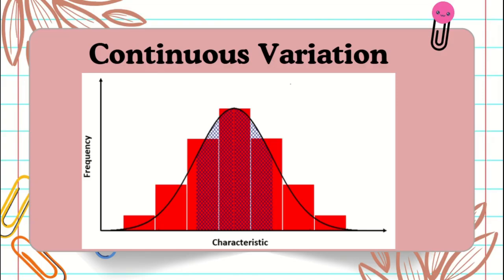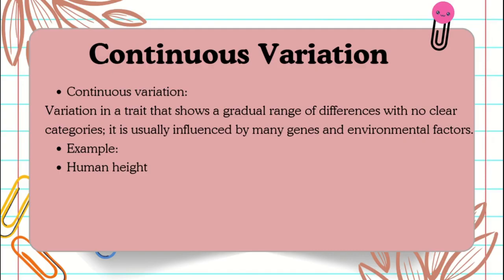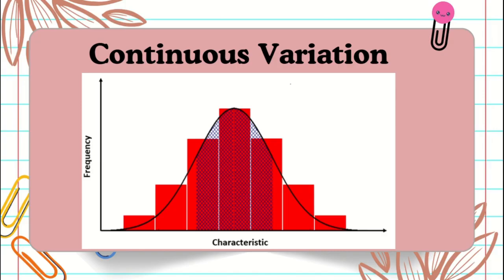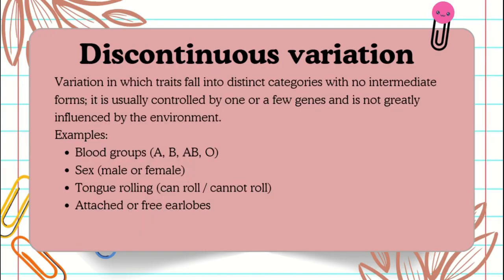So if you look at this little chart, it's showing the gradual change. You can see that it starts off low, then goes up, then down again, and the prime example of this would be human height. So it's basically a gradual change with no clear-cut categories. Then you have discontinuous variation, and discontinuous variation has clear-cut categories with no intermediate. So basically this means either you are or you aren't. Either you have it or you don't.